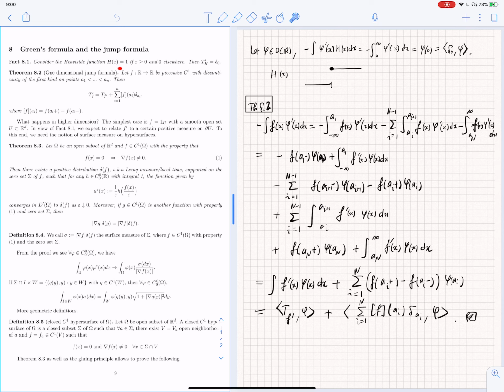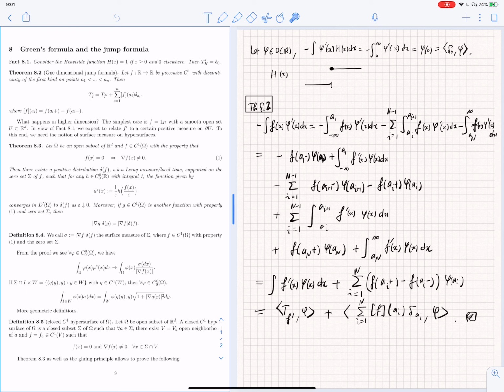So the boundary of the open set in this case is actually just the point 0. So eventually we have a point mass at the point 0. In general, the boundary of the open intervals will be these a_i's. Okay, same in this general theorem. So in higher dimension, we should really expect to have a certain measure on the boundary of the open set. To this end, we actually need the notion of surface measure on hypersurfaces.